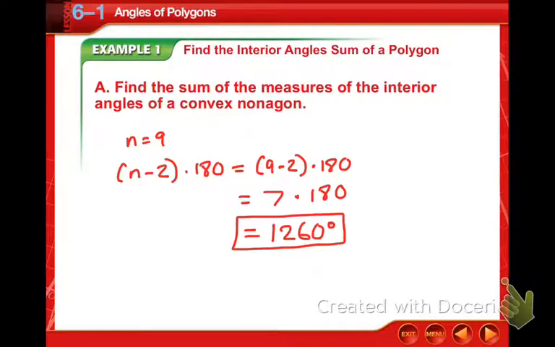Now, if we wanted to, we could divide that by 9 and find out what each angle is if it's a regular nonagon. It doesn't say this is a regular nonagon, so we can't assume that, but that's how you would find that, and we will be doing that in a little bit here. So let's move on.